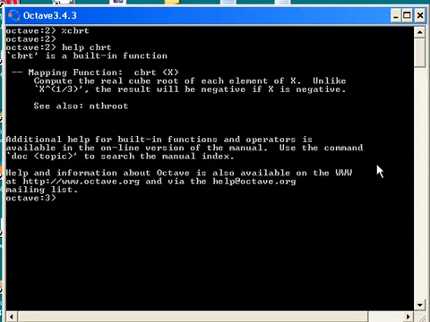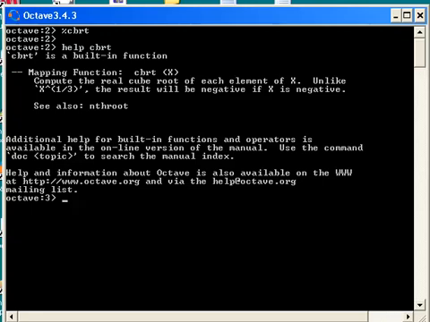A few quick remarks here. Additional help for built-in functions and operators is available in the online version of the manual. Use the command doc and topic to search the online manual index, and you can also go to the mailing list and the website. So what I'm going to do here is have a look at this nth root.